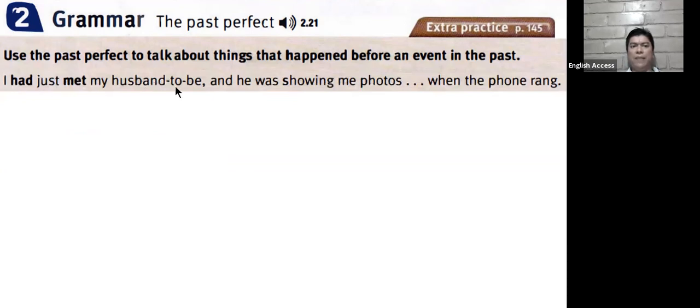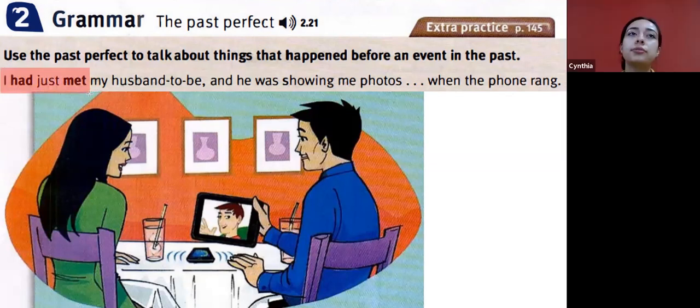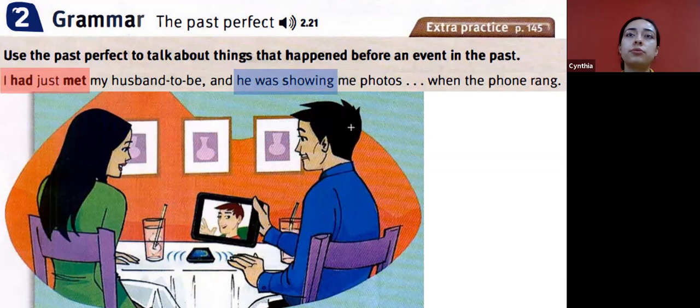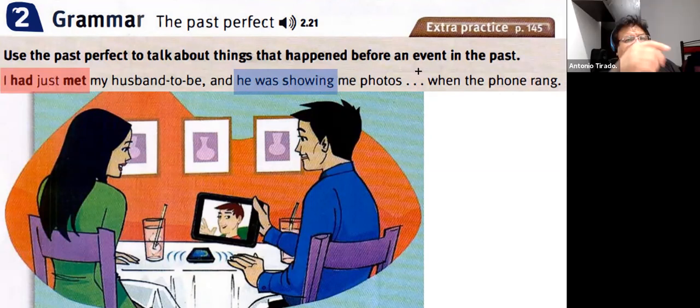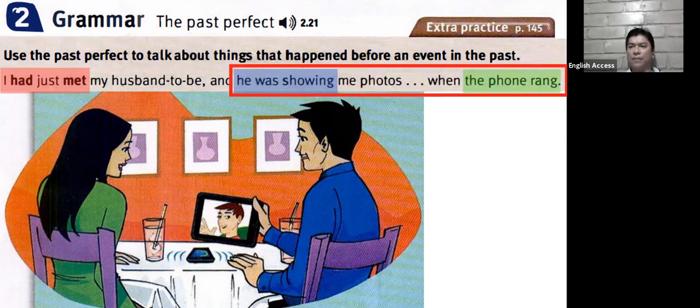"I had just met my husband-to-be, and he was showing me photos when the phone rang." This is Emma's story. We have the same situation. First, we have the past perfect: I had just met my husband-to-be. He was showing me photos. And then the phone rang. Why do we have all of those tenses? Because we are narrating a story.